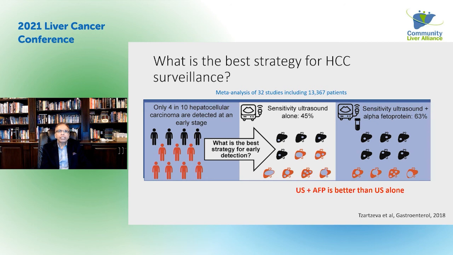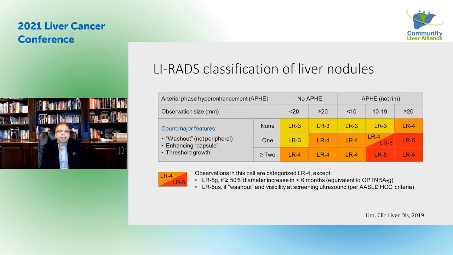What is the best strategy for HCC surveillance? This is a meta-analysis looking at 13,000 patients. If we use ultrasound alone, the sensitivity is 45%. When we combine ultrasound with alpha-fetoprotein level, the sensitivity improves to 63%. Next slide.